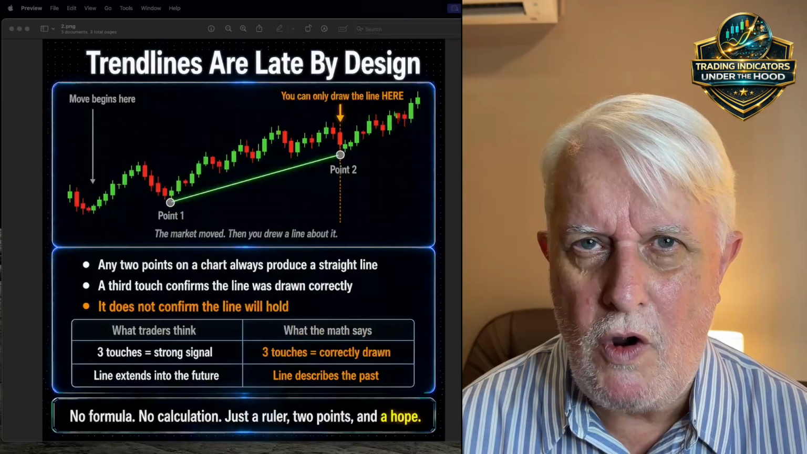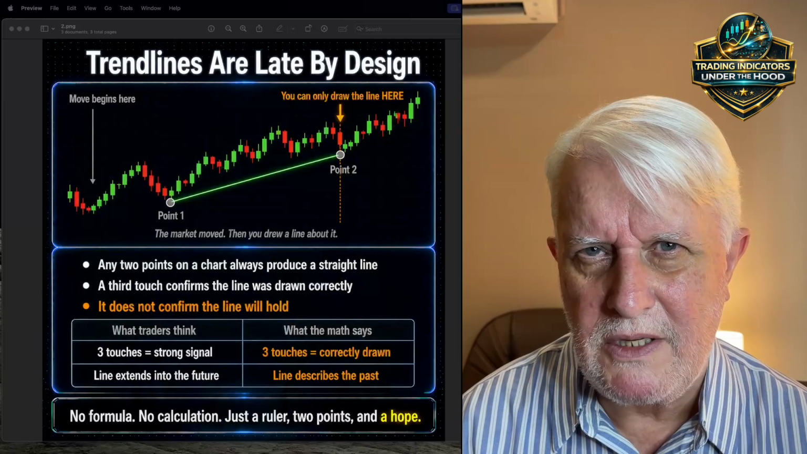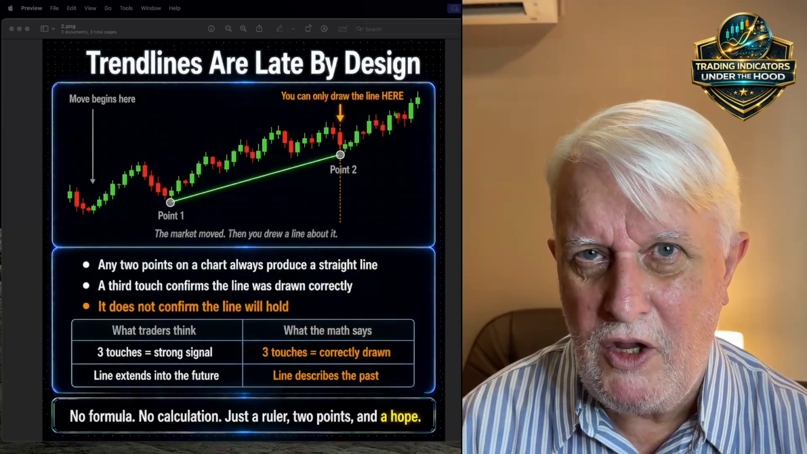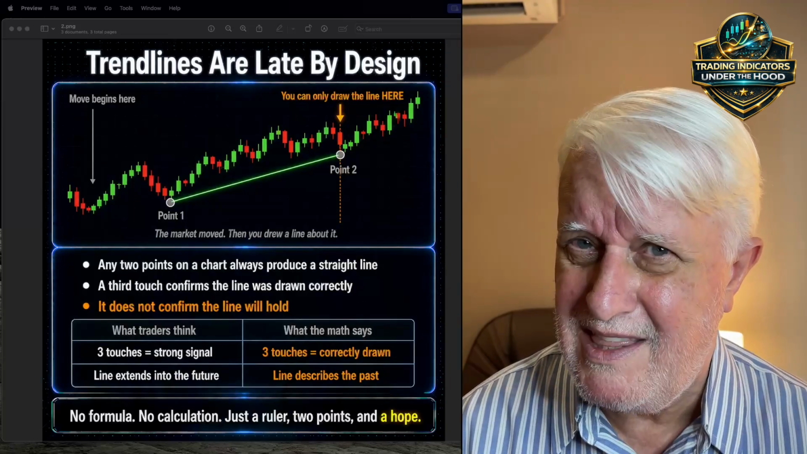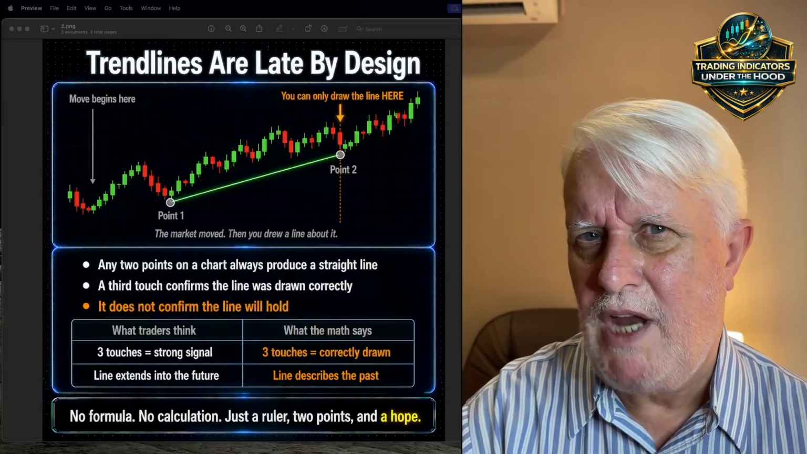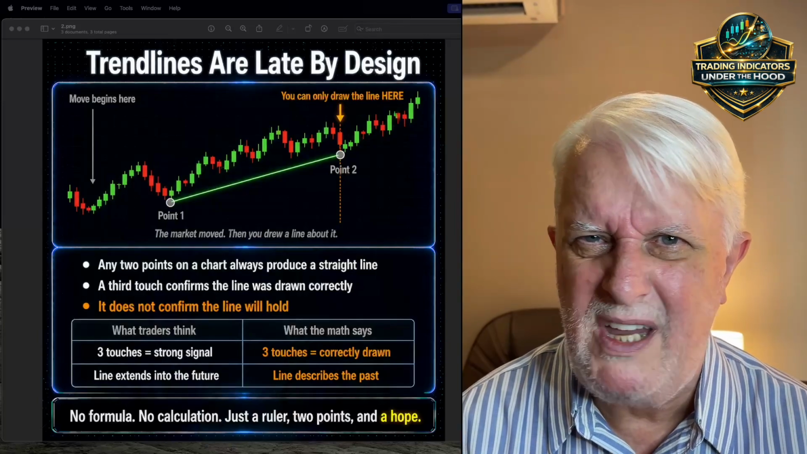Here is why. To draw a trend line on an uptrend, you need higher highs and higher lows. Think about what that means. Before you can draw that line, the market has made at least two higher lows. You are not predicting anything. You are documenting something that has already happened. Then you extend the line forward and you wait for price to touch it. And this is where it falls apart completely.